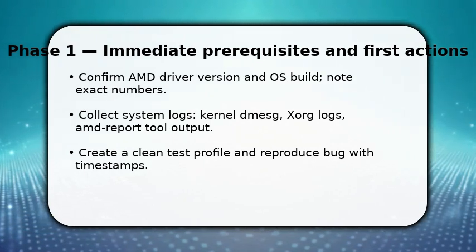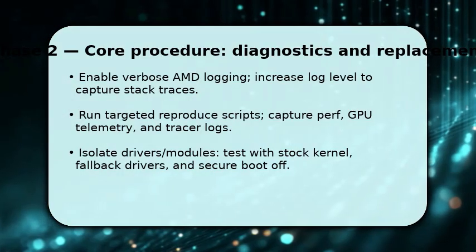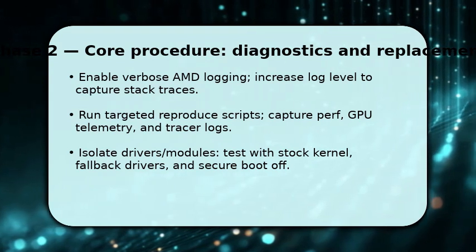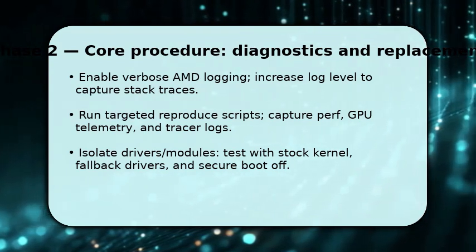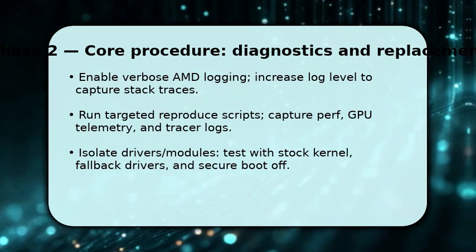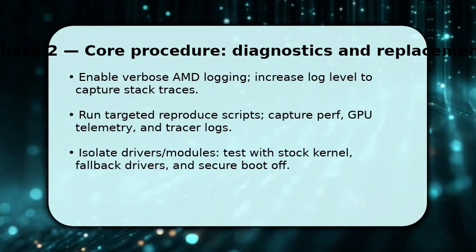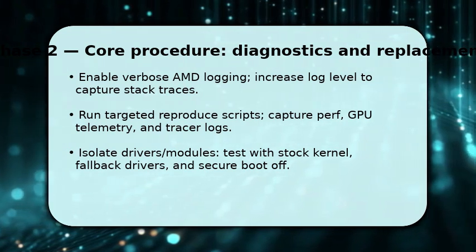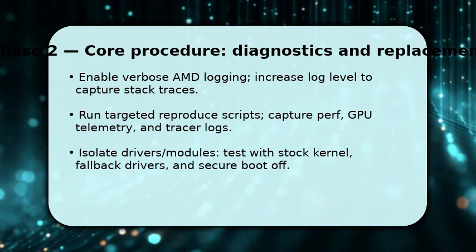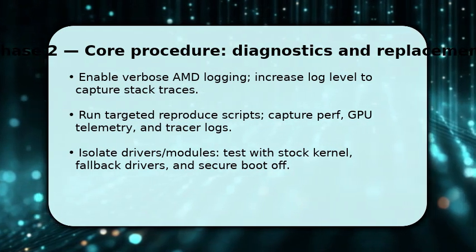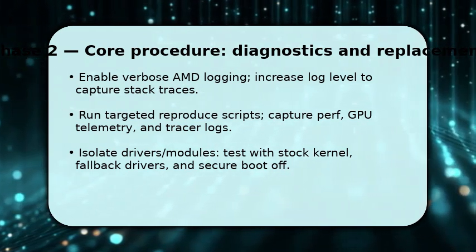Next, you dive into diagnostics. Enable verbose AMD report logging so stack traces and telemetry are captured. This shows the how and why of failures. Then run reproducible scripts while collecting perf samples and GPU telemetry. Correlate timestamps across logs. Once done, isolate variables by testing stock kernel and fallback driver builds.